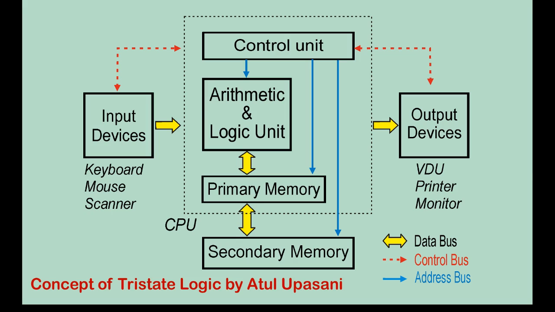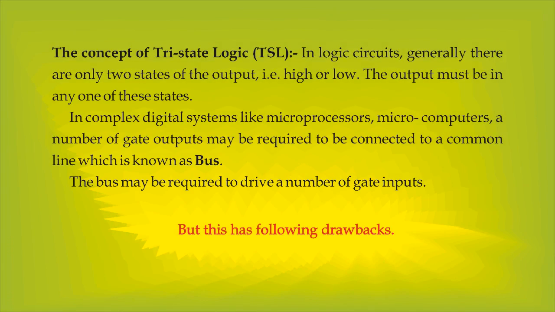Whenever the outputs of a number of gates are required to be connected to a common line, that line is called a bus. This bus is required to handle the data randomly or simultaneously. So the bus may be required to drive a number of gate inputs. Many gates are connected to the common bus, but it has some drawbacks. The drawbacks are like this.